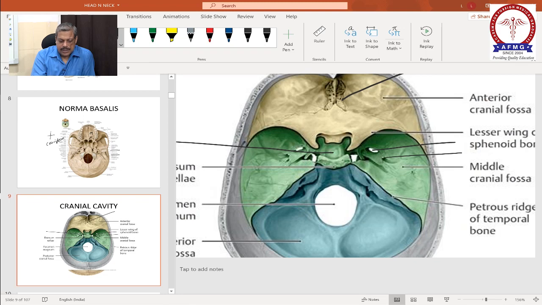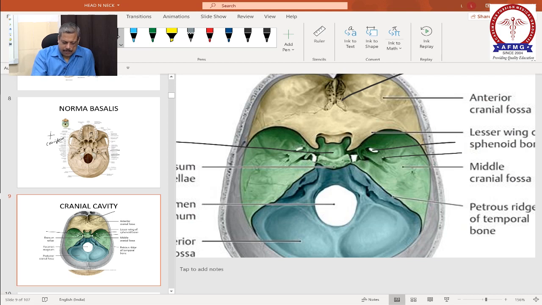Again I am telling you, this is the foramen lacerum, this is the foramen ovale, this is the foramen spinosum. This is the optic canal, not clearly visible, but this is the optic canal, and this is known as the pituitary fossa or sella turcica.